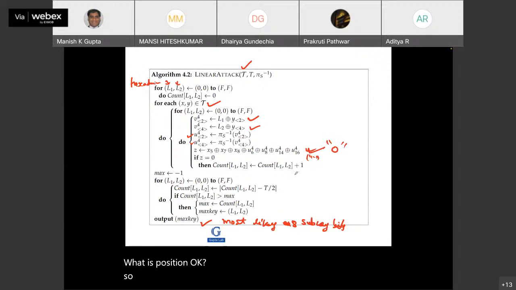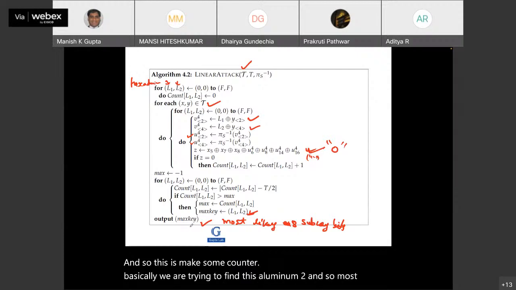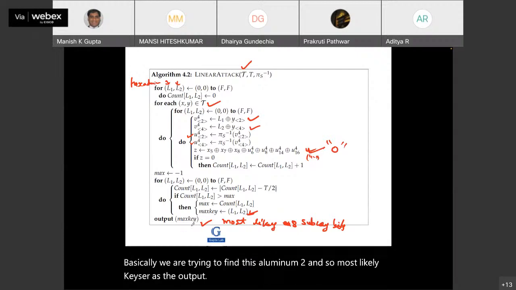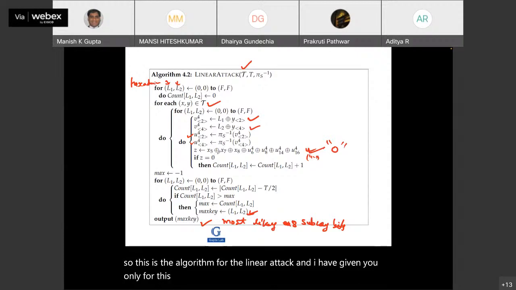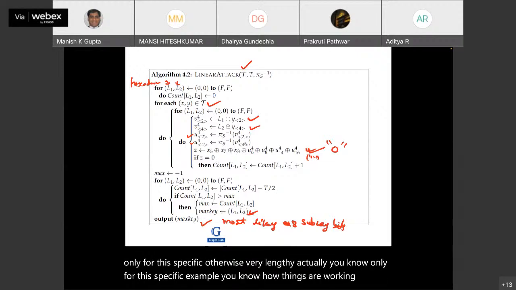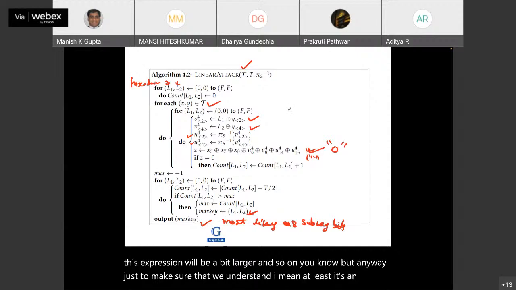After having computed all the relevant counters, we just find the pair L1 L2 corresponding to the maximum counter, and the most likely keys are the output. So this is the algorithm for the linear attack. I have given it only for this specific example, otherwise it is very lengthy. The expression will be a bit larger in general, but it is an important attack, so we should understand the gist of how it works.